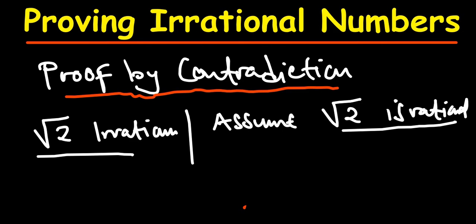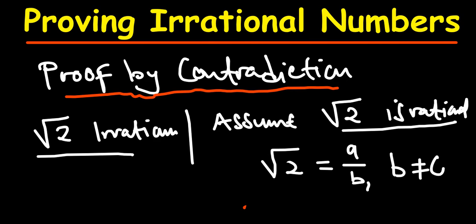If this root of 2 is rational, it means it can be expressed in the form a over b, where b is not equal to 0, and a and b have no common factor or common divisor greater than 1, or their greatest common factor is just 1. This is the method that we are going to be using.